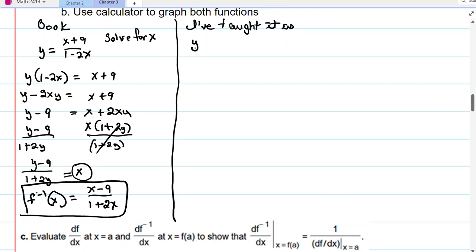Okay, we do y equals x plus 9 over 1 minus 2x. And then I'm going to cross multiply. I'm sorry, interchange first, like the book. x equals y plus 9 over 1 minus 2y, where x is, I entered y. So now I'm going to solve for y, do a cross multiply.